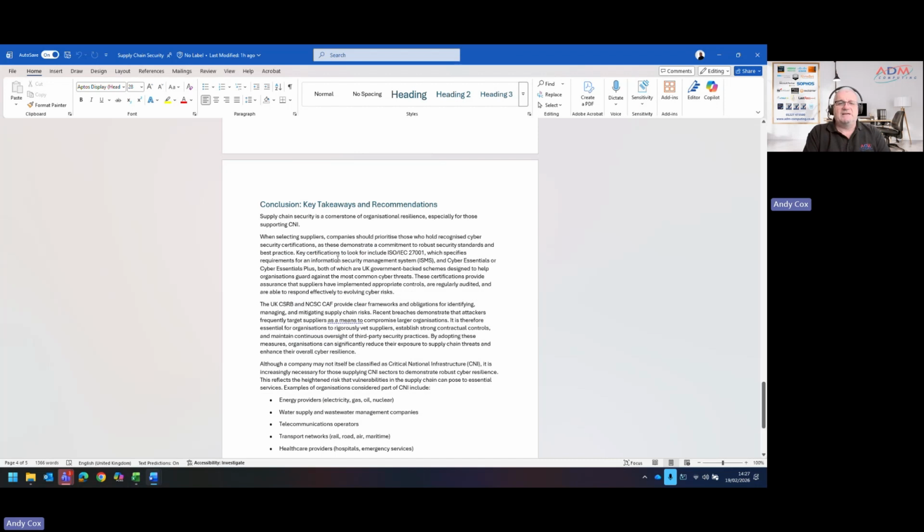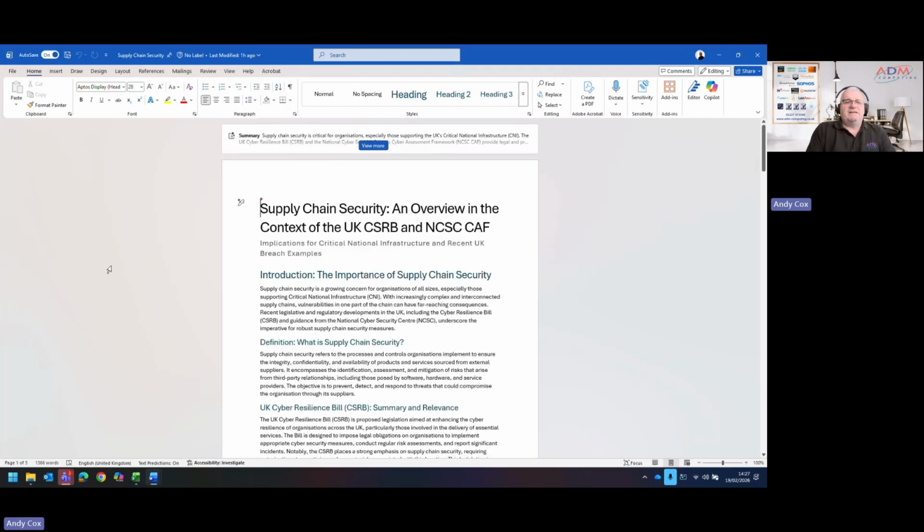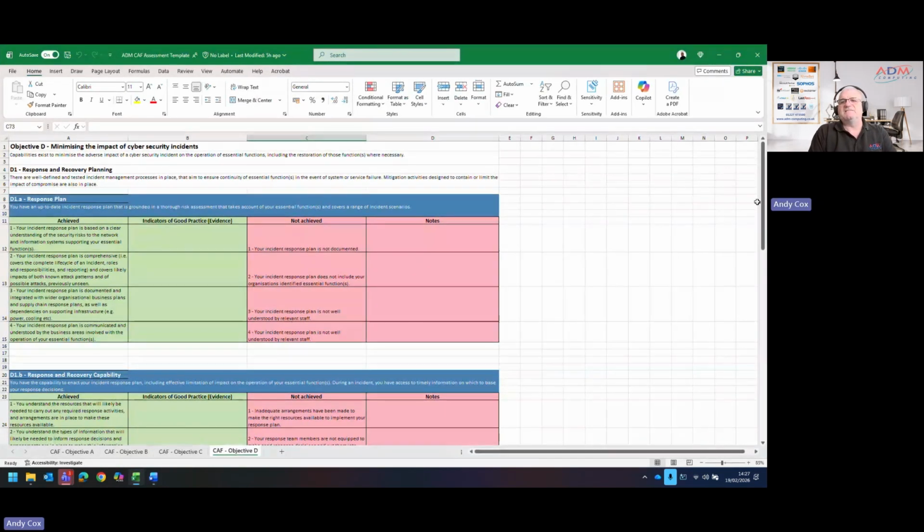Yeah. So again, there are some takeaways and recommendations here for you to read through later on. So that's all good. Now we're going to look at what actually is the CAF. What does it look like? As I said earlier, this isn't something that you can get yourself certified in for the moment. This is a CAF assessment template that I drew up following going on the course just before Christmas.